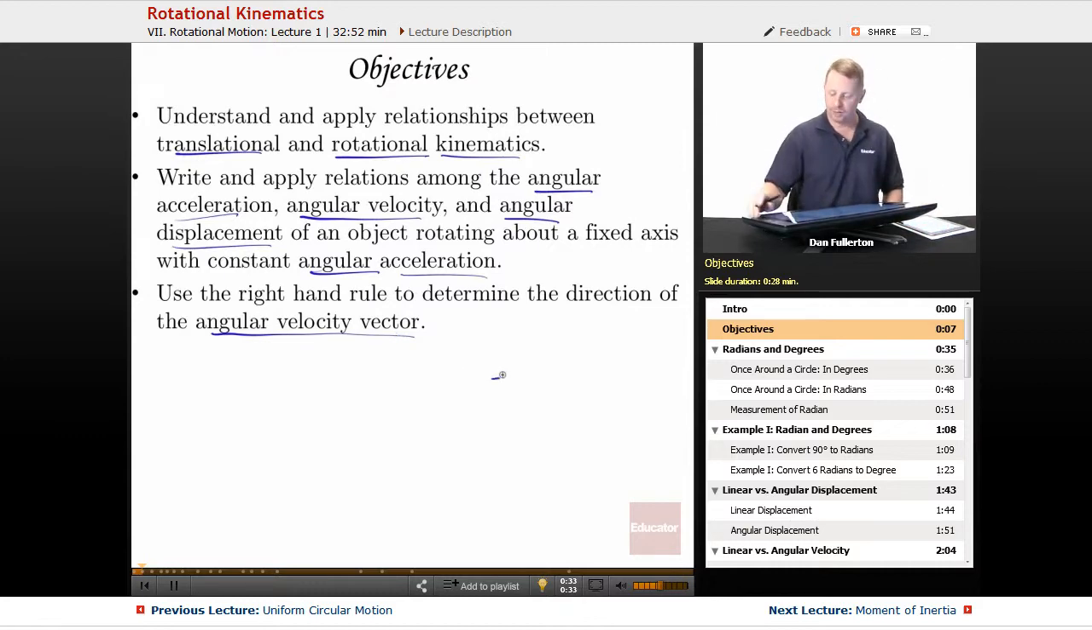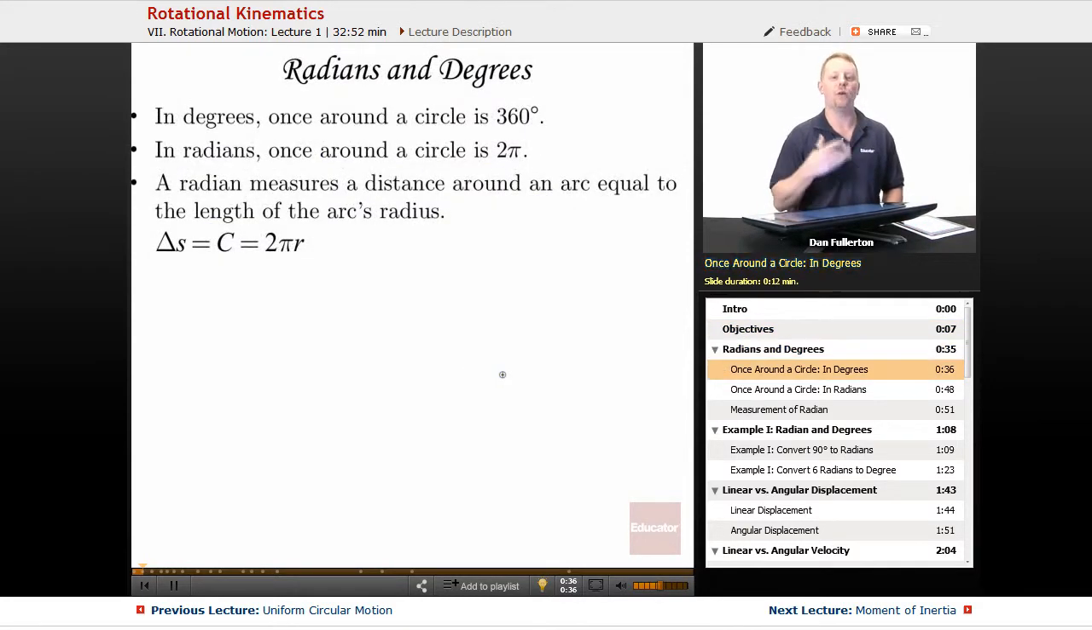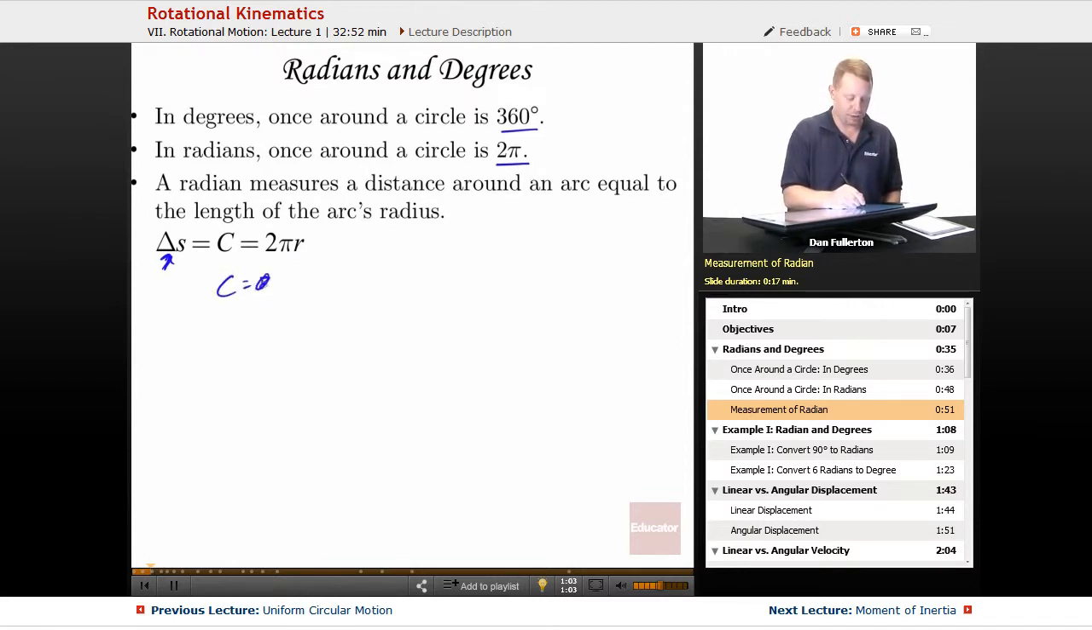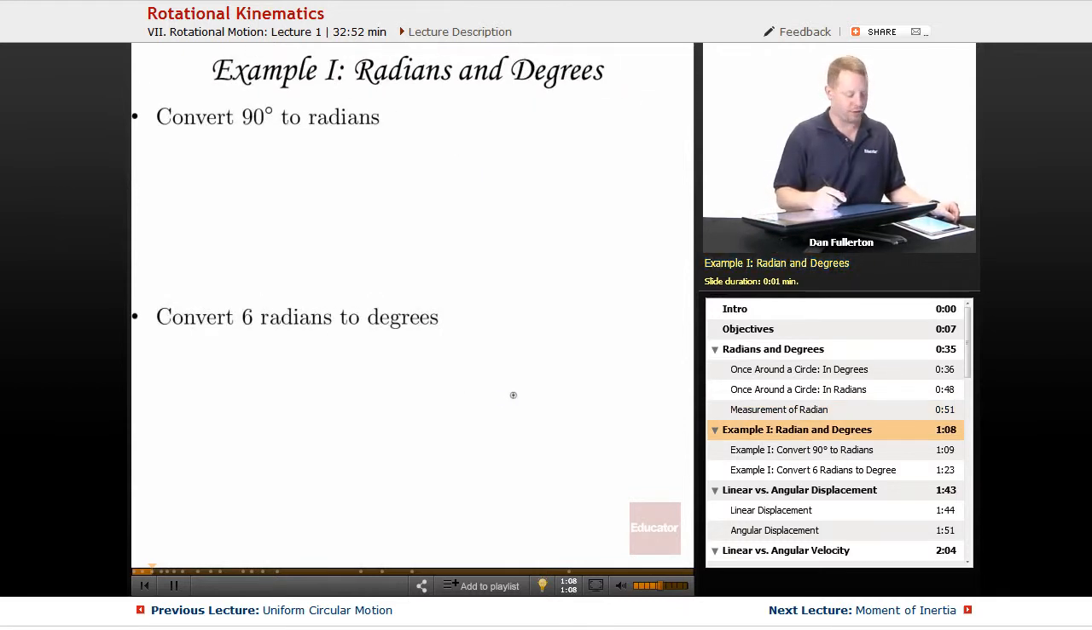All right, so let's start by talking about radians and degrees. I know a couple of these are going to be a bit of review, but as we get back into rotation in more depth, it's probably worth taking a minute or two to make sure we've got these fundamentals down. In degrees, once around a circle is 360 degrees, and once around a circle is 2 pi in radians. A radian measures the distance around an arc equal to the length of the arc's radius. So the distance around, delta s, is the circumference, or 2 pi r, or if you're measuring diameter, it would just be pi times d.